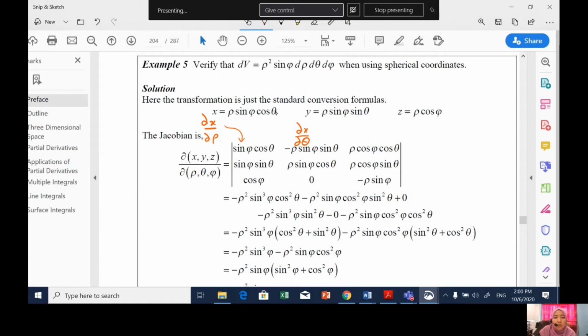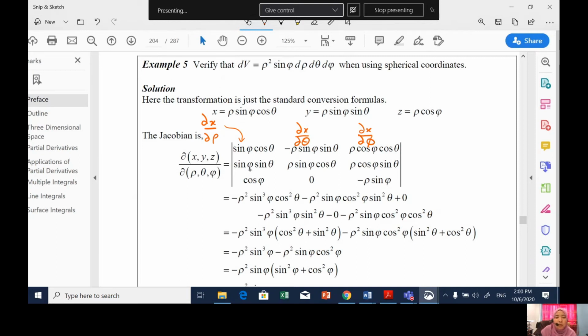Okay, with the same transformation x, now we proceed to differentiate with respect to theta. So these two will be assumed as constants. Differentiate cos theta, we have negative sine theta. That's why we have here negative rho sine phi sine theta. So this negative comes from the derivative of cos theta. Okay, next this is the partial derivative of x with respect to phi. So we have sine phi, differentiate sine phi, we get cos phi.